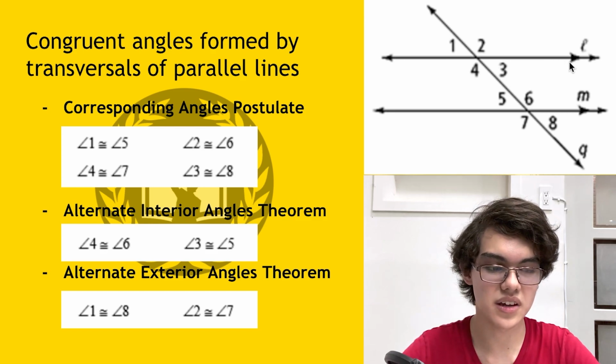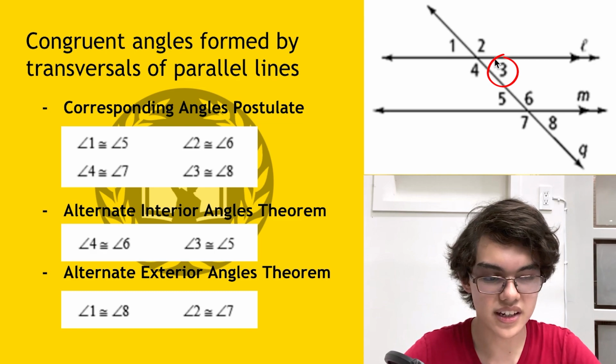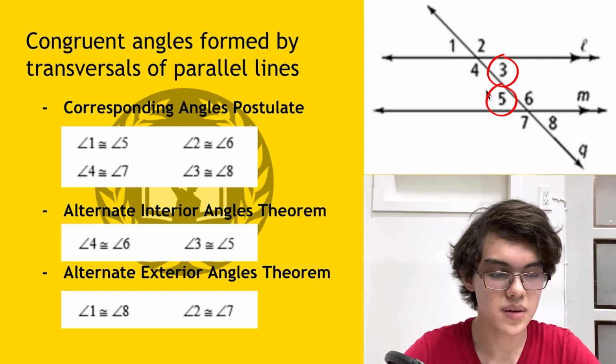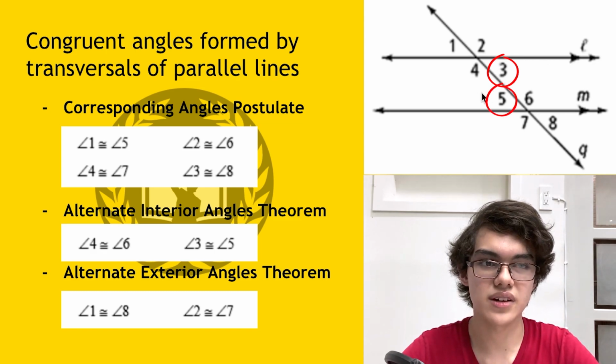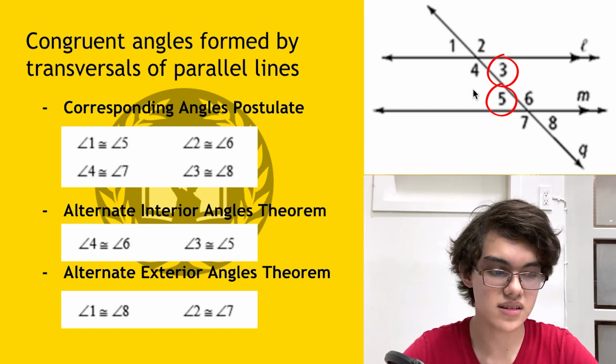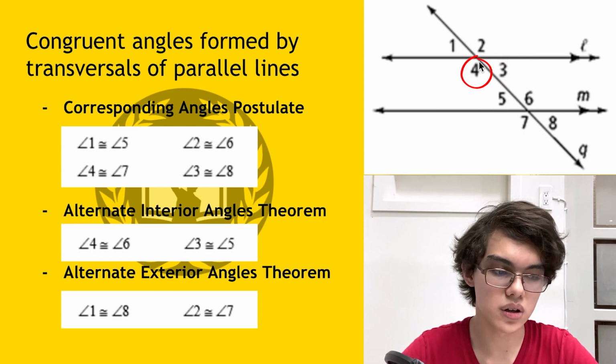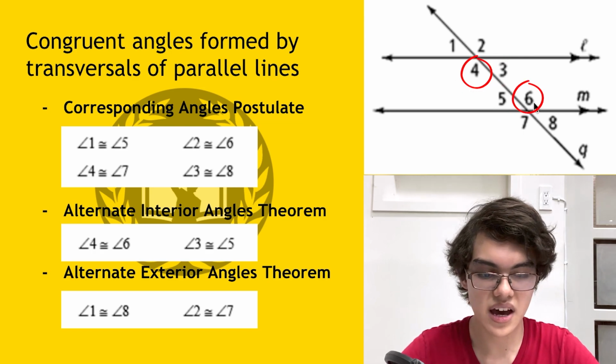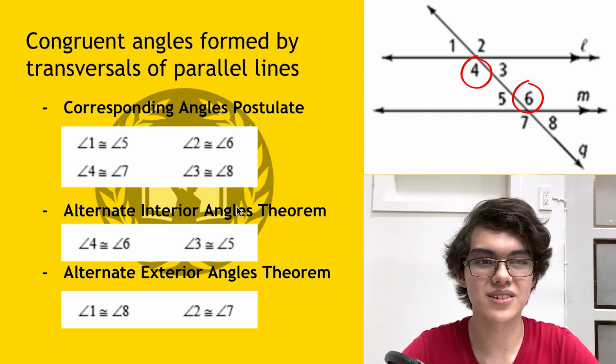An example of that would be angle 3. Its alternate interior angle would be angle 5, because it's on the opposite side of the transversal and they're both on the insides of the parallel lines. So angle 3 would be congruent to angle 5 and angle 4 would be congruent to angle 6. We know this because of the alternate interior angles theorem.